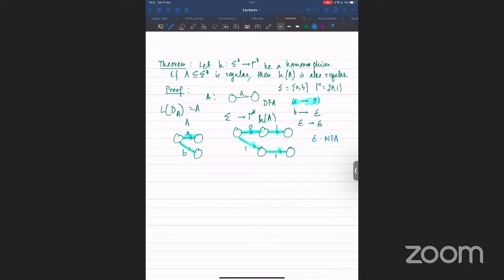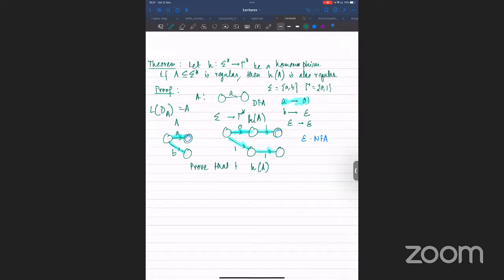Now, you also have to define the set of final states, and I think that you can do. For example, if on a particular transition you are going to a final state here, then after doing this, I will go to a final state here. So this you can do. And then what you would have to prove is indeed this epsilon NFA accepts H of A.